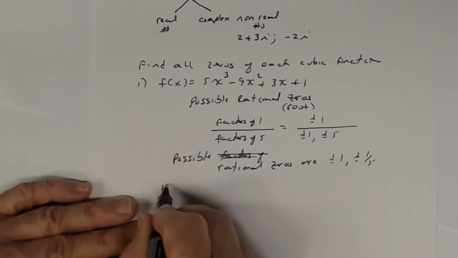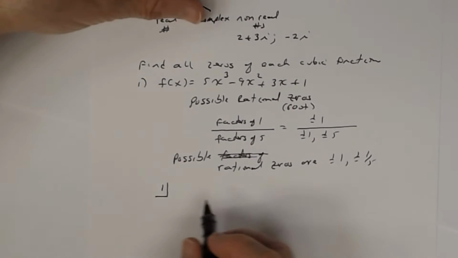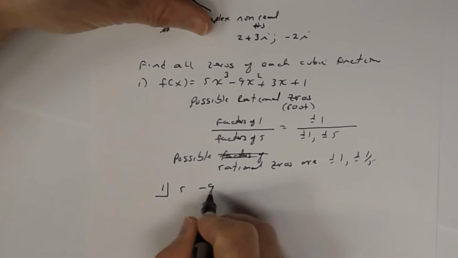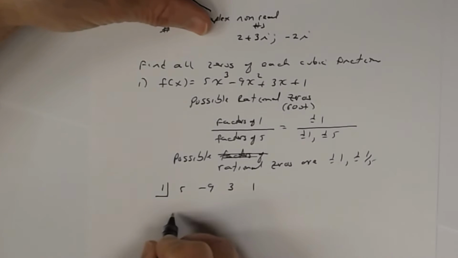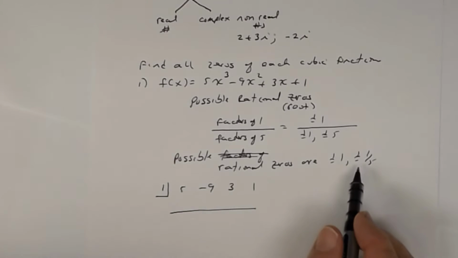So we have 1 using synthetic division. There are no missing terms, and it's already in descending order. So I have 5, -9, 3, 1. Remember, trial and error. There's no easy way to determine which one works.